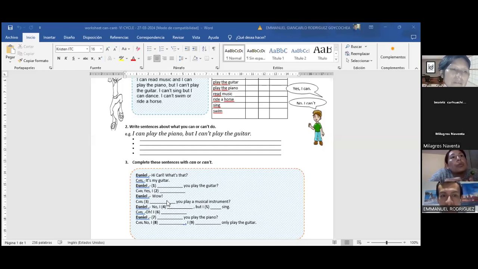¿Qué va acá? ¿Qué iría aquí? A ver, ¿quién me responde? Can you play? Oh, ok, can you play a musical instrument? Ok. Luego me dice, no, I. ¿Qué podría ir acá? Can't. Ajá, no, I can't.